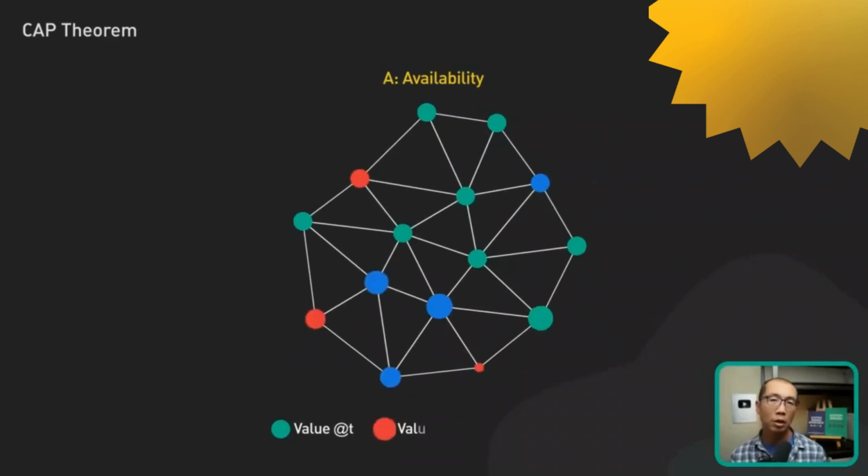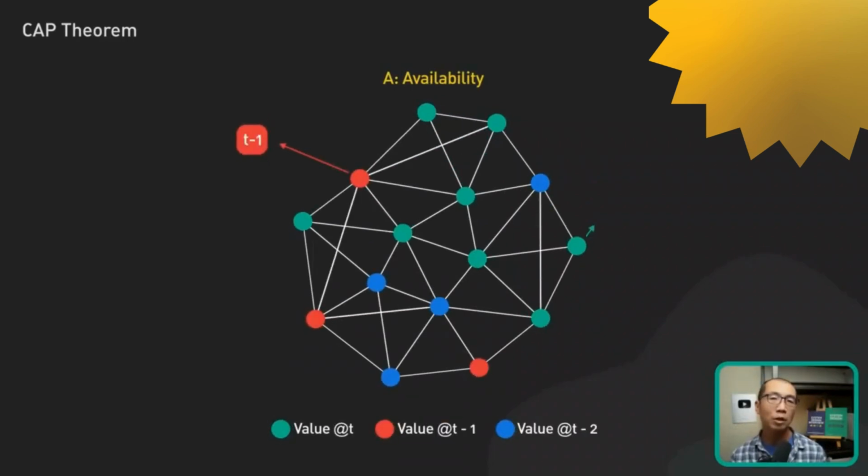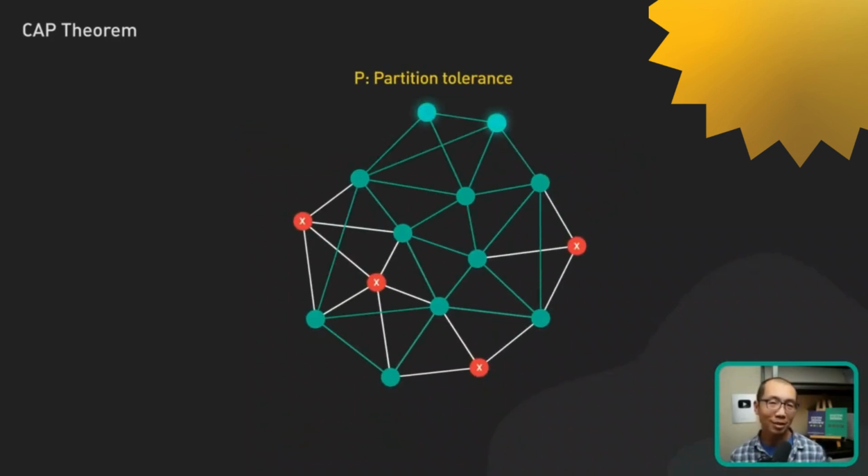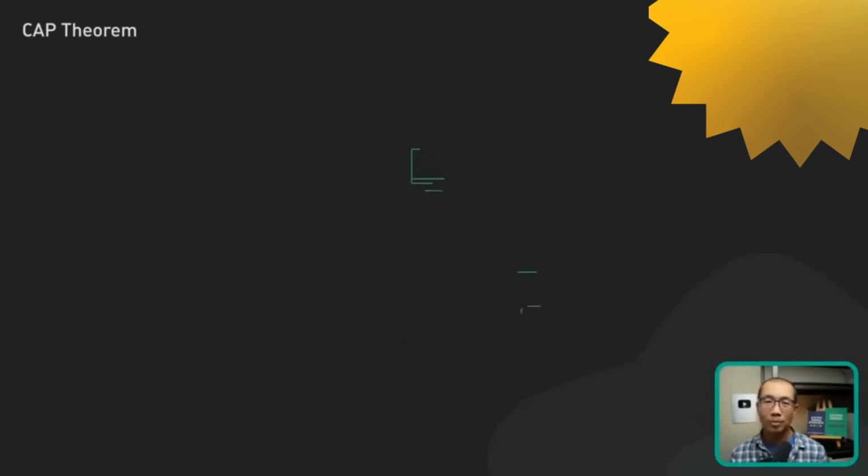Availability refers to the ability of a system to respond to requests from users at all times. Partition tolerance refers to the ability of a system to continue operating even if there is a network partition. But what is a network partition?